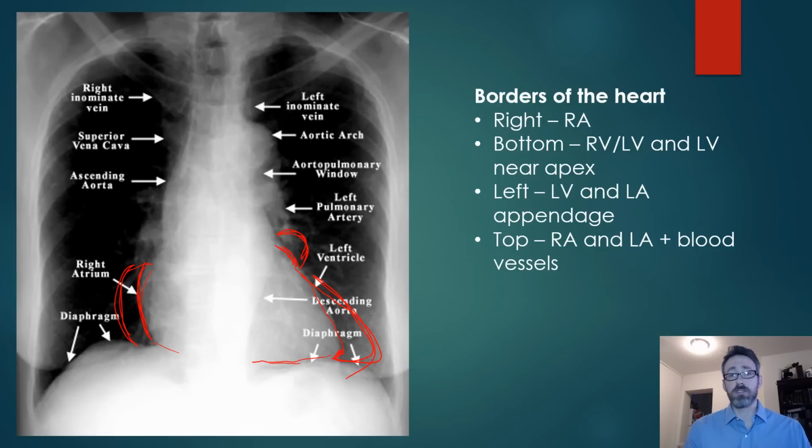Oftentimes we'll pair a frontal X-ray with something called a lateral X-ray, which is looking at the side view. There, they'll use the X-ray machine on the right side of the thorax and aim it to the film on the left side, because remember, the heart leans more towards the left side. So that helps with the distortion problem as well.